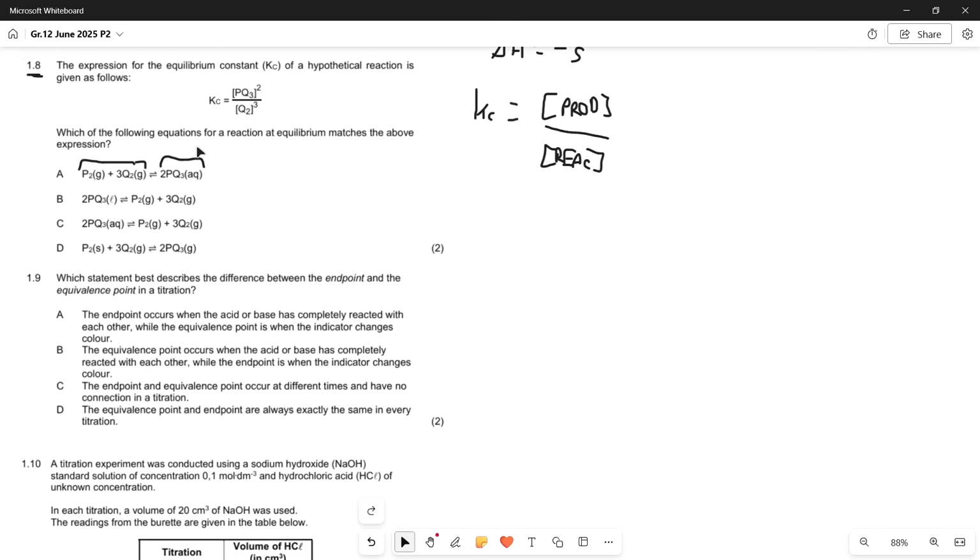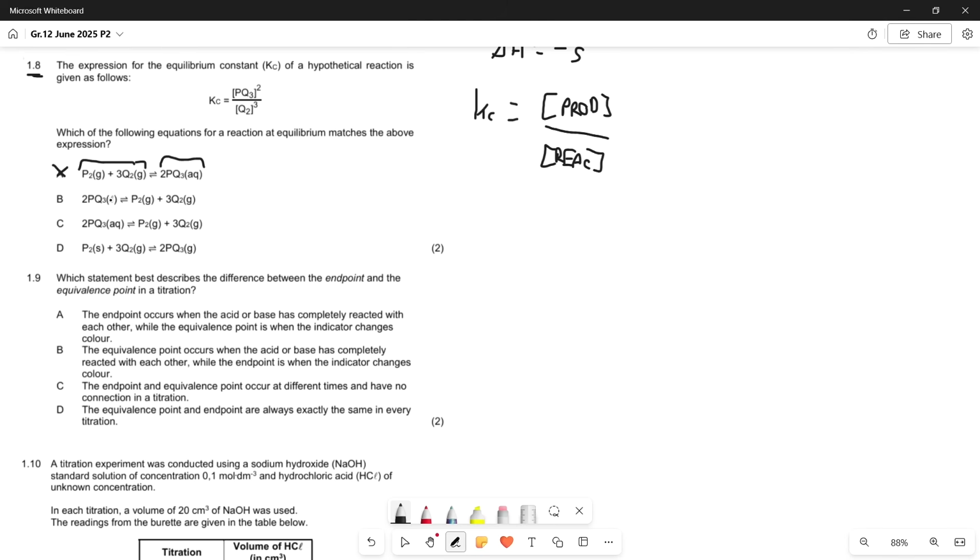We have 3Q2, that is true. We have a 3 over here, we have a Q2, some diatomic molecule, and then that goes to 2PQ3, we have a 2 here, we have our PQ3 over there. That part's looking good. It's just this P2 over here, the fact that it is a gas is not true, because otherwise it would be written in the denominator of our Kc. Then we have B over here where we have 2PQ3 liquid.